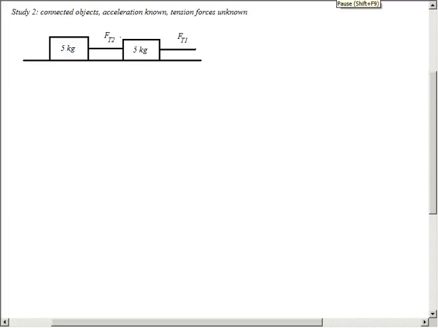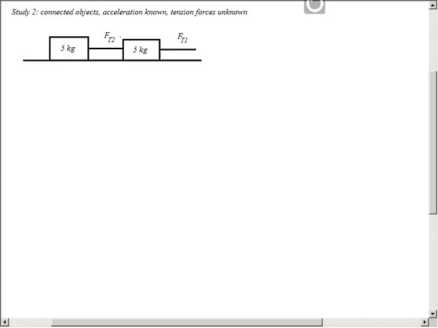Okay, we're going to look at another prototype problem. This will be a problem involving connected objects where the acceleration is known and the tension forces are unknown. And it is our tension forces that we want to find in this particular problem. We'll assume that there is no friction, that we're dealing with a frictionless surface.